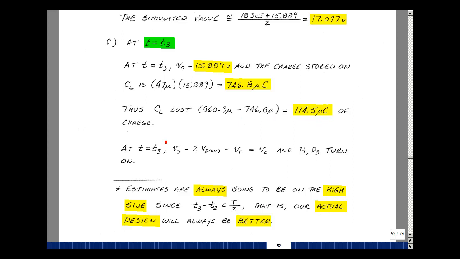At time t equals T3, the input is starting to catch up to the output. Output was dropping, and then our input's coming back again and going back up, and at t equals T3, we begin to see now the diodes conducting. In this case, 1 and 3 will conduct. And we're going to replace the charge that we lost.